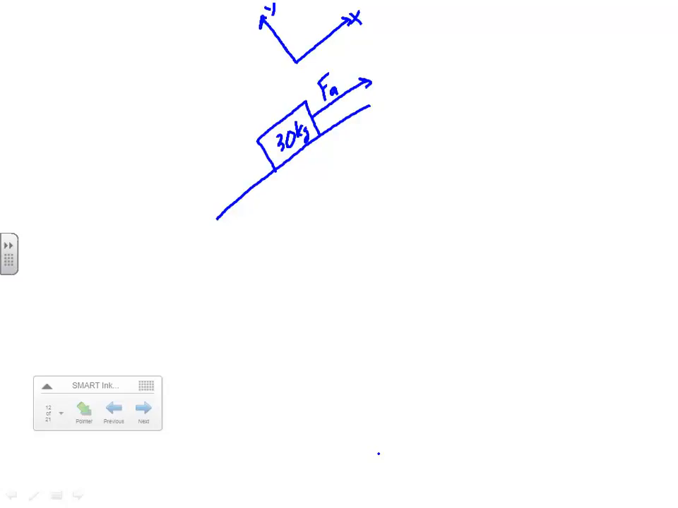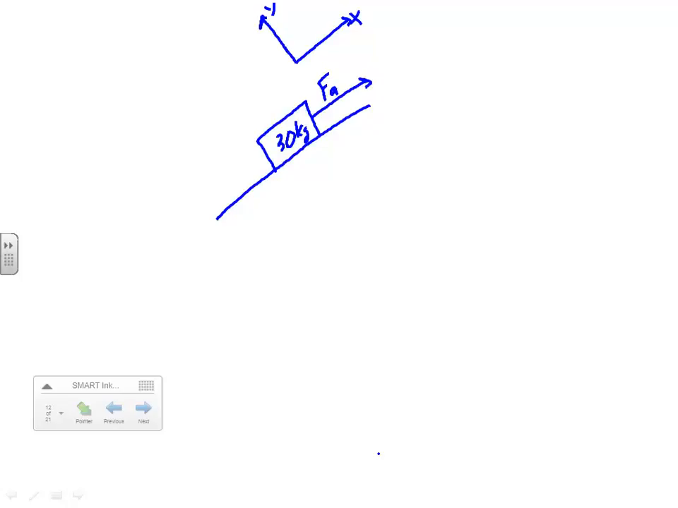Well, like I said, the process is going to be the same as before. The only difference now is that we have a ramp. So there's my ramp. Here's my 30-kilogram block. And my applied force is going to be in that direction. So that's my x direction. 90 degrees counterclockwise to it is the y.